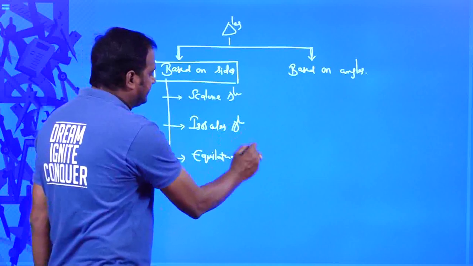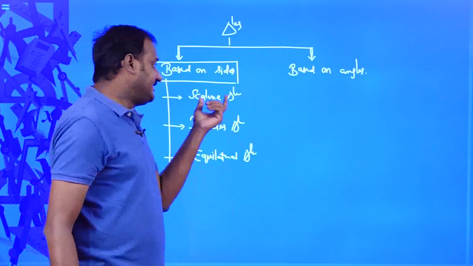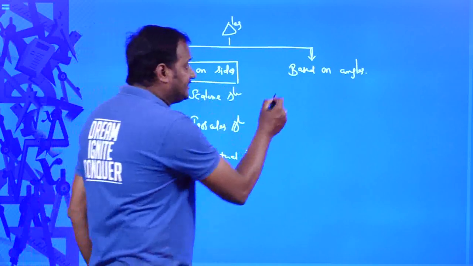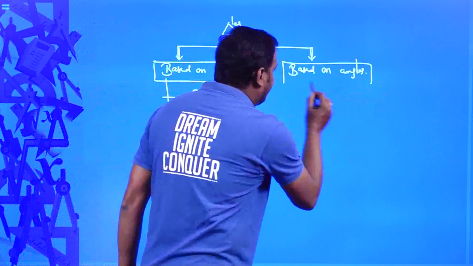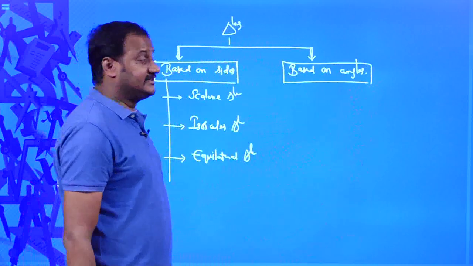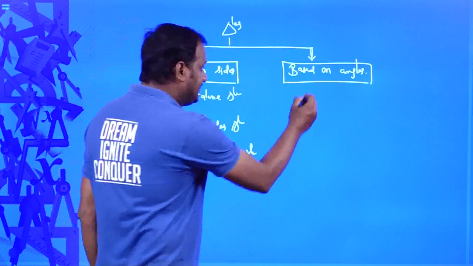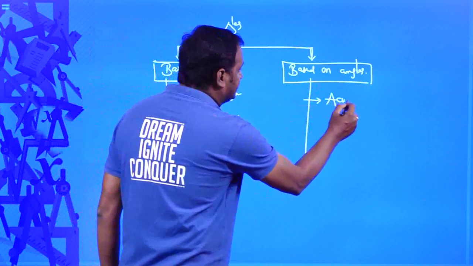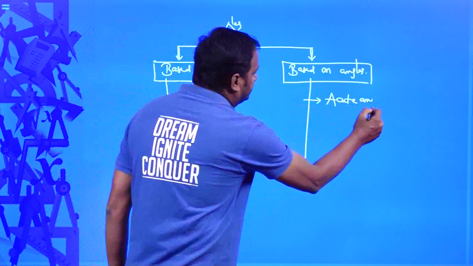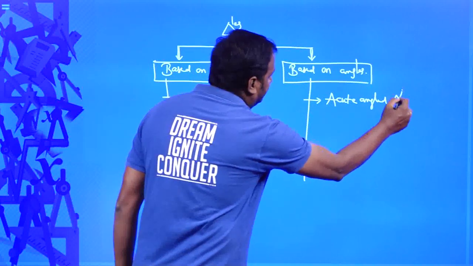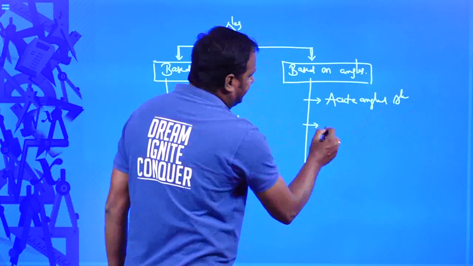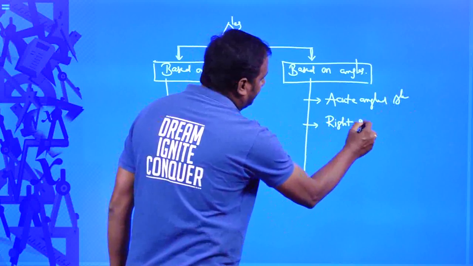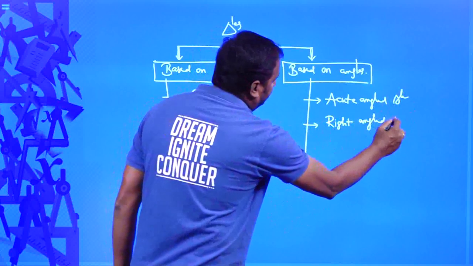Equilateral triangle. So, these three are the triangles based on their sides. And then, what are the triangles based on their angles? Triangles based on their angles are, the first triangle is acute angled triangle. And what is the next triangle? The next triangle is right angled triangle.